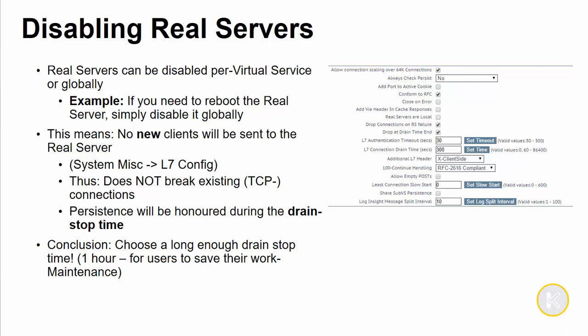Disabling a real server can be done per virtual service or globally. This will prevent any new connections to the real server. Disabling a server will allow for routine or unplanned maintenance. Drain time will apply and introduce any new requests to alternate servers. Meanwhile, the existing and persistent entries are honored. Choose a long enough drain time for users so they may be able to save or complete any work.